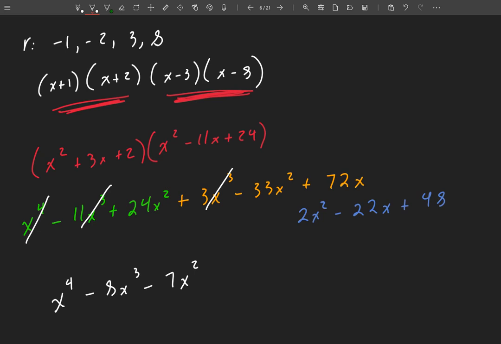Okay, and now let me cross those out. Sorry, mental math. And now 72 minus 22 is going to give me what? 50x. And then plus 48. So again, it looks like a lot, and it kind of is. But like I said, the more you do it, the better you'll get at it.